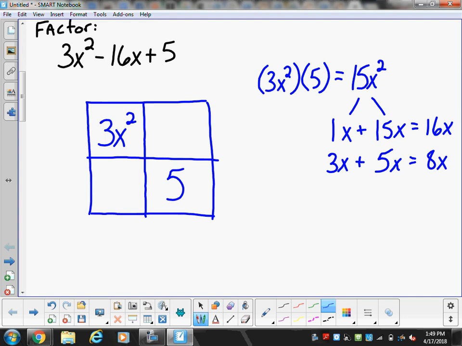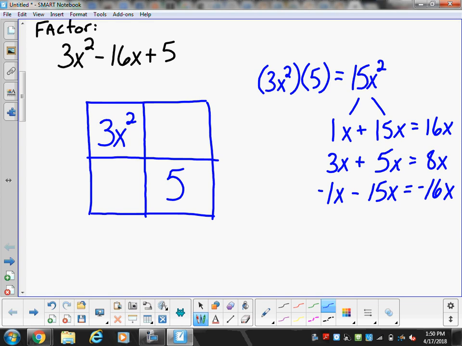But y'all remember the other thing we talked about last week? You can change them both to negatives because a negative times a negative is a positive, and a negative plus a negative is a negative. So, yeah, if I do negative 1 and negative 15x, I get negative 16x. And so I don't have to do the negative 3x and negative 5x because it's not necessary.